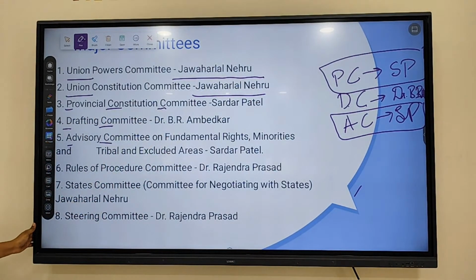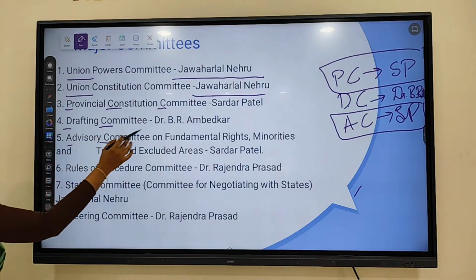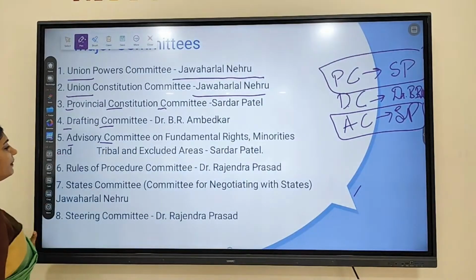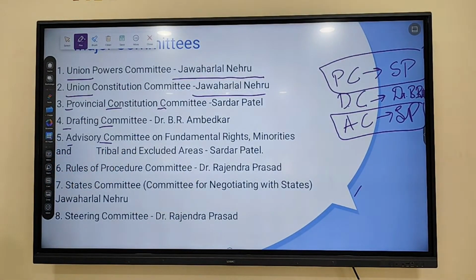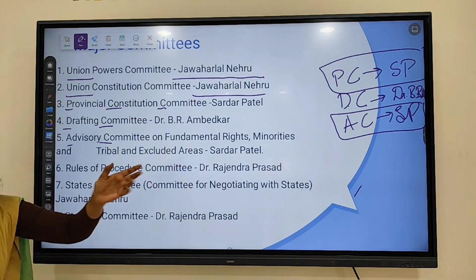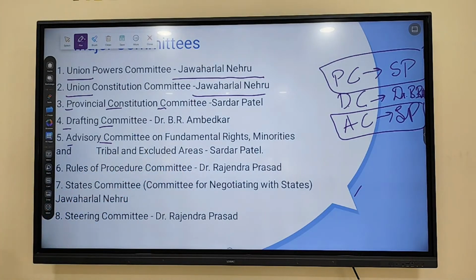Provincial Constitution Committee. Provincial means territories. We had territories in India during that time, and for that there was a Provincial Constitution Committee. Next, the Drafting Committee. Next, the Advisory Committee on fundamental rights, minorities and tribal and excluded areas. There is no need to remember all this. During prelims, if a question arises from these major committees, just select Sardar Patel for the Advisory Committee.